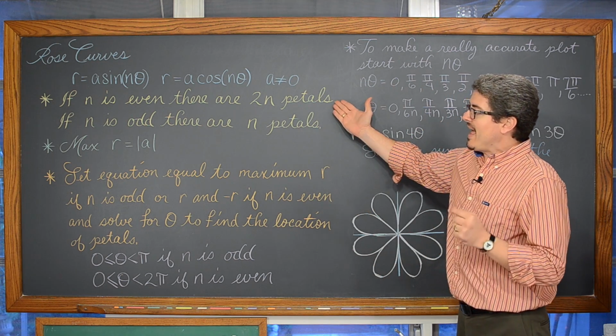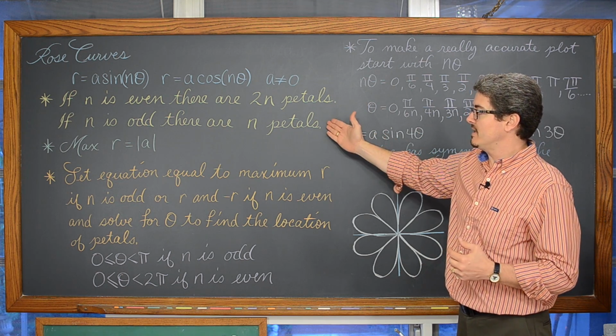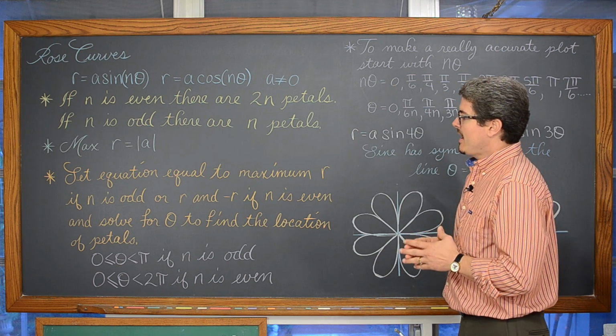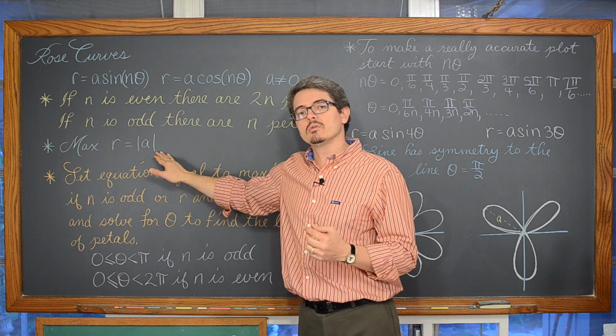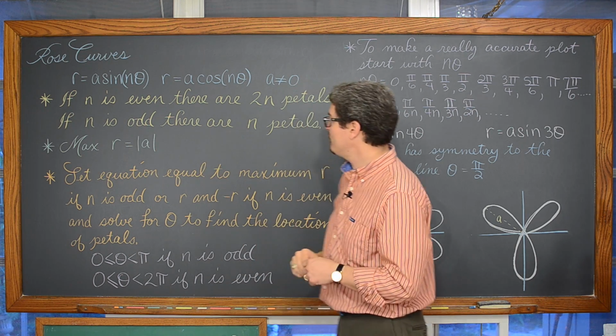Okay, so if n is an even number, then there are 2n petals, and if n is odd, there are n petals. And the maximum radius that your polar graph is going to take on is going to be the absolute value of a.